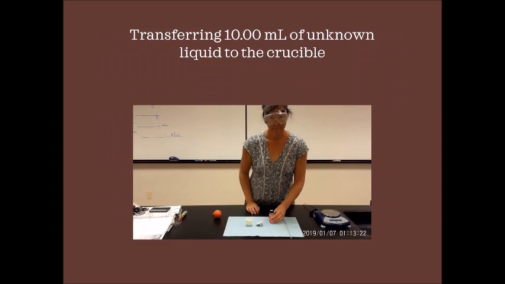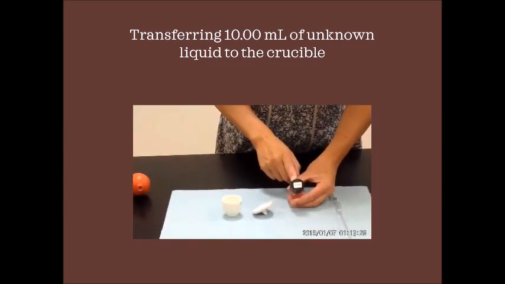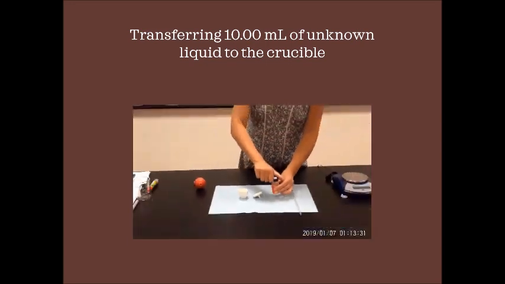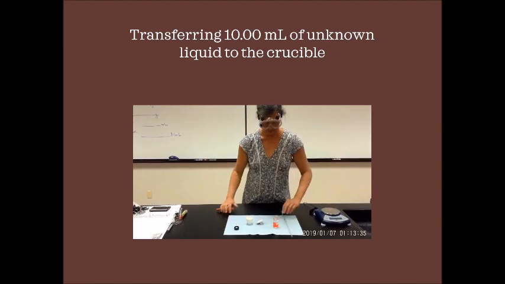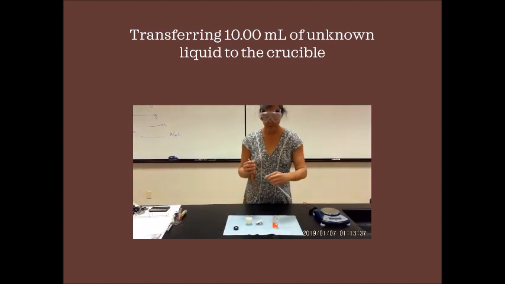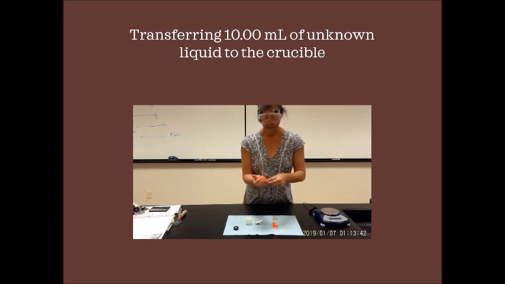And transfer our solution. For part 2, I'm actually going to be using unknown number 116. What you're going to do is transfer exactly 10.00 milliliters using your glass pipette. In this case, I like using pipette bulbs. So I've squeezed out the air and inserted it here.